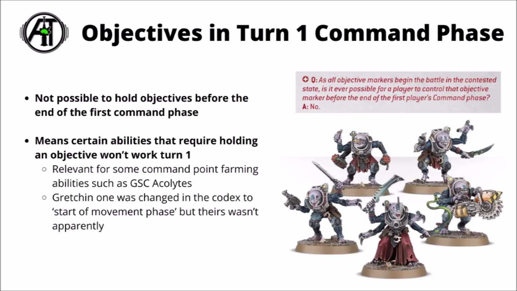There was an underlining of things in the designer's commentary for when it counts whether or not you're holding an objective. Basically in the first turn you don't actually count as holding any objectives until the end of the command phase, even if intuitively it feels like you probably should be holding the one in your deployment zone, say if you put up a whole bunch of units on it right from the game's start.